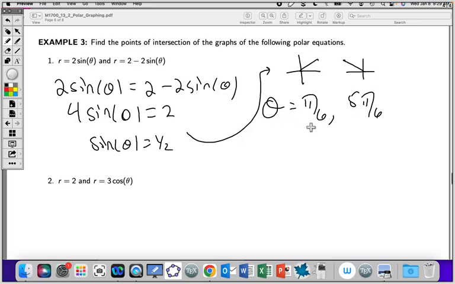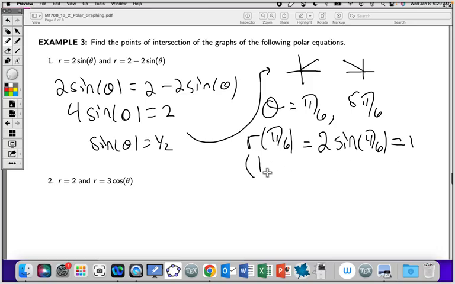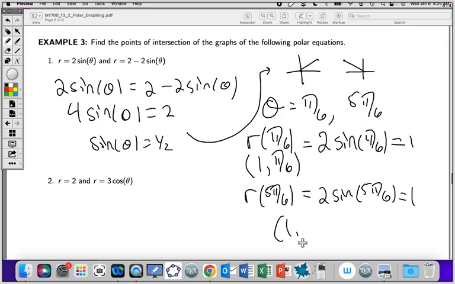So if I take theta equals pi over 6, I can take r of pi over 6, and because I set these equations for r equal to each other, I should get the same regardless of what equation I plug it into. So if I plug it into here, 2 times the sine of pi over 6, sine of pi over 6 is a half, times 2 is 1. So this gives me one point of intersection, 1 comma pi over 6. And then likewise I plug in the 5 pi over 6. I get 1 as well.